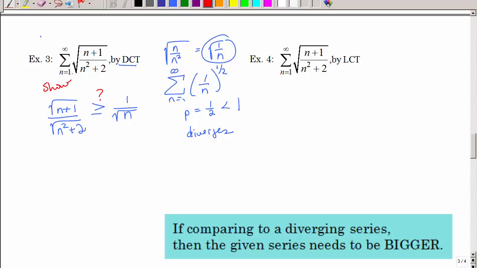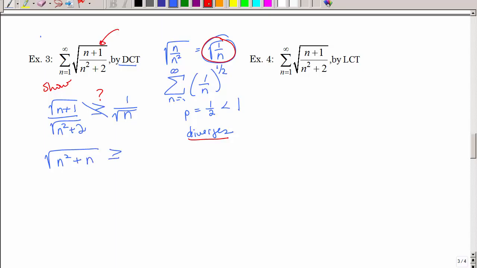So let's go over that. Why is that inequality that way? Because this diverges. This is really big. Then I need this to be even bigger for it to agree on the divergence. Okay, so again, I'm going to cross multiply, keep that square root, so I have n squared plus n. Is this really bigger than the square root of n squared plus 2?